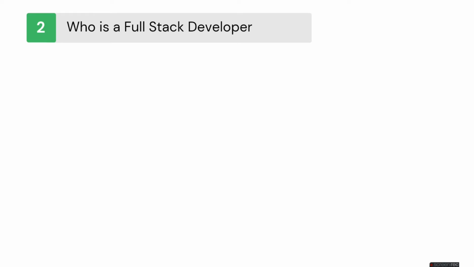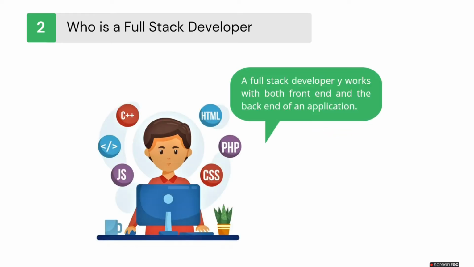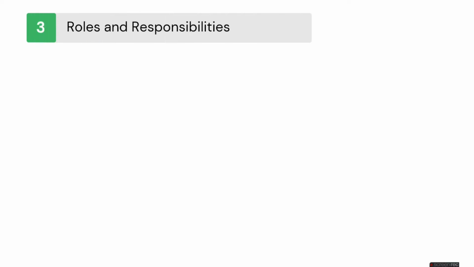Moving on, let's see who a full stack developer is. A full stack developer basically works with both the front end and the back end of an application. He has to be familiar with languages like HTML, CSS, JavaScript, and also one or more backend frameworks like Node.js and Python. These developers have all the web development skills to build websites and applications from start to finish.